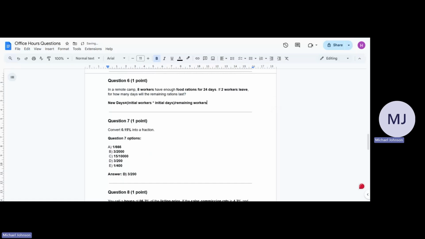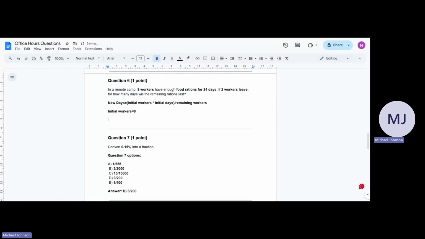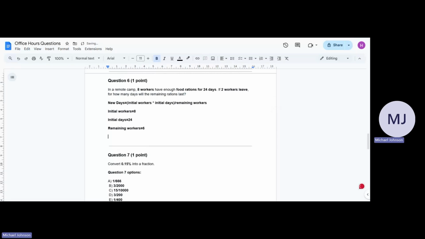So in this case, initial workers would be 8, initial days would be 24, remaining workers would be 6. So we put all that in. 8 times 24 divided by 6 equals 32 here. So we get that as the answer. So it'd be 32 days. So we'll get to the next one here.